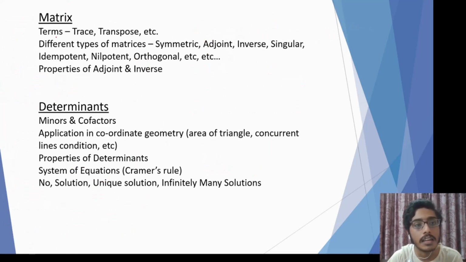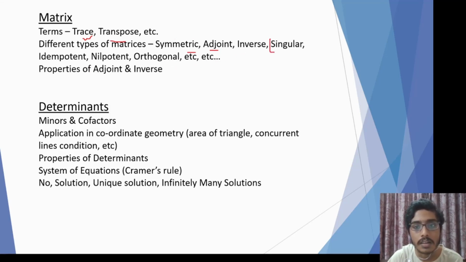For matrix, again, here also there are some terms which you must know, like trace of a matrix, which is the sum of the principal diagonal elements, right? Transpose of the matrix. The different types of matrix you must know. There are many types. You must know all of them, because in the question paper they will mention the terms, and if you don't know the term, you won't be able to solve the question, right? Symmetric, adjoint, inverse, circular, idempotent, nilpotent. There are many. Okay, and you must also know what is the meaning of each matrix, right?